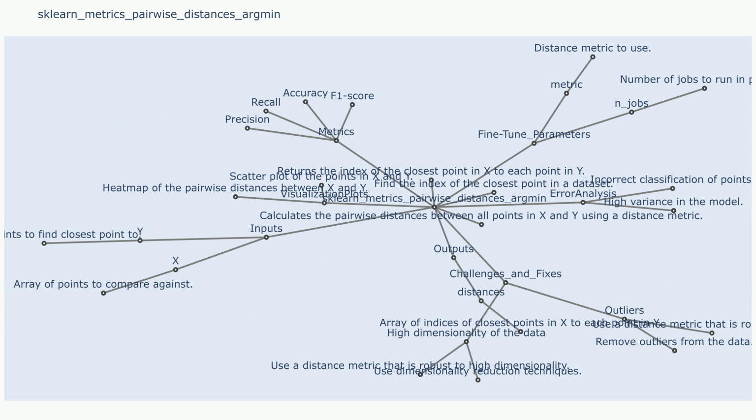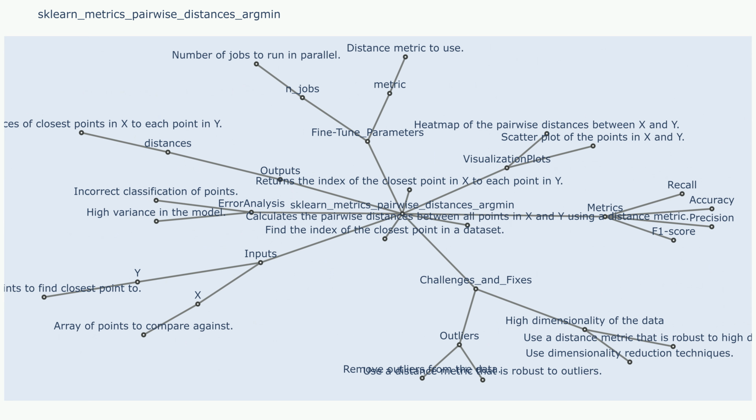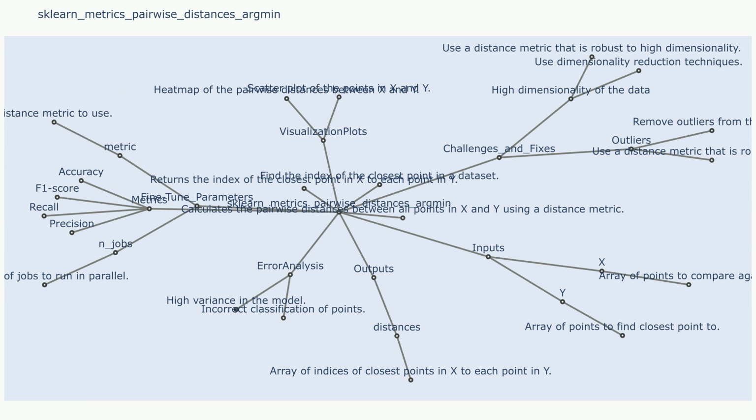Challenges and fixes: Challenge 1: high dimensionality of the data can lead to computational inefficiency. Sample use case that resulted in Challenge 1: a dataset with thousands of features may take a long time to process. Fixes to Challenge 1: consider using dimensionality reduction techniques like PCA before computing distances.